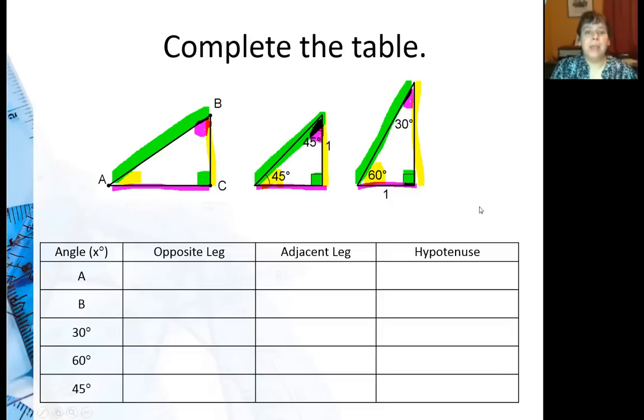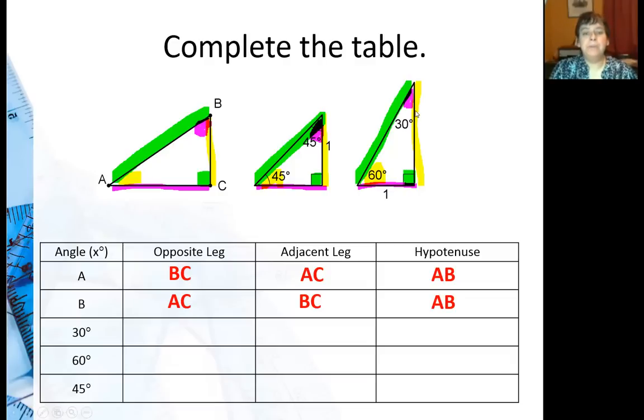So for triangle ABC here, for angle A, the side opposite is BC. For angle A, the side adjacent to it, it's not the hypotenuse, it's going to be this leg here, AC. And the hypotenuse is AB. For angle B, which is the magenta angle up here, its opposite side is AC, and the adjacent side is BC, and the hypotenuse is still the same, it's AB.